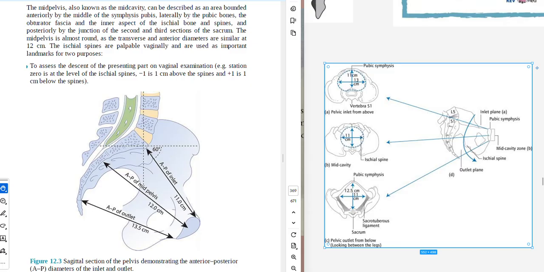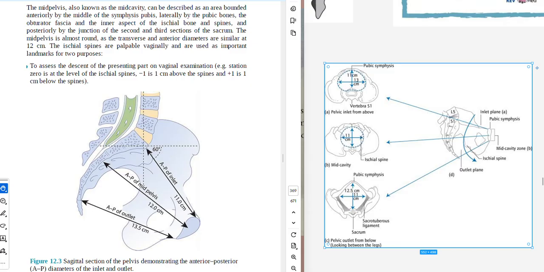Now, why is this important? At the inlet, the fetal head enters sideways because the transverse diameter is larger. But in the mid pelvis, both diameters are almost equal. This allows the baby's head to rotate internally, usually bringing the occiput anteriorly towards the mother's pubic symphysis, which is the ideal position for vaginal delivery. So at the mid pelvis, the internal rotation happens.